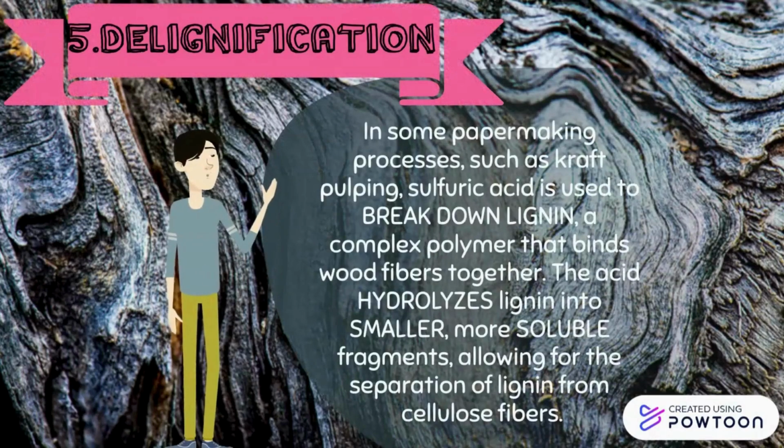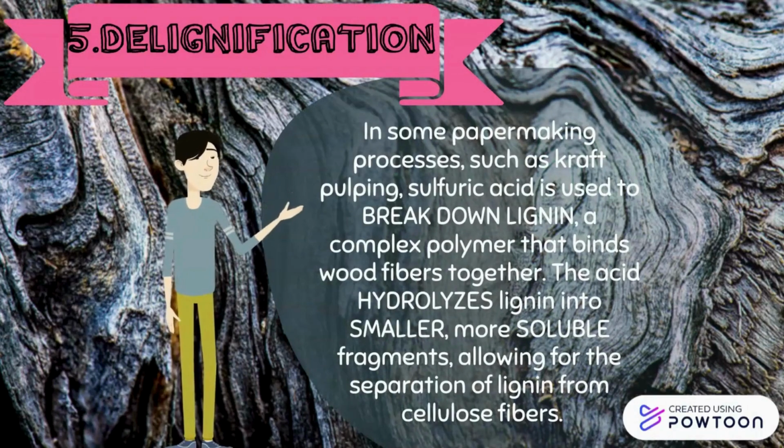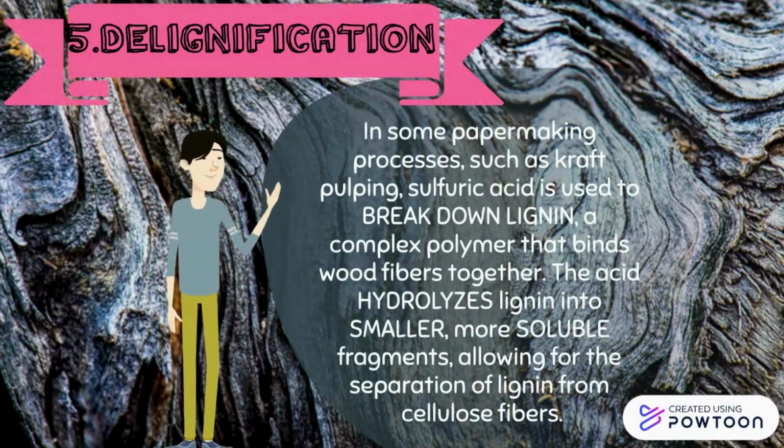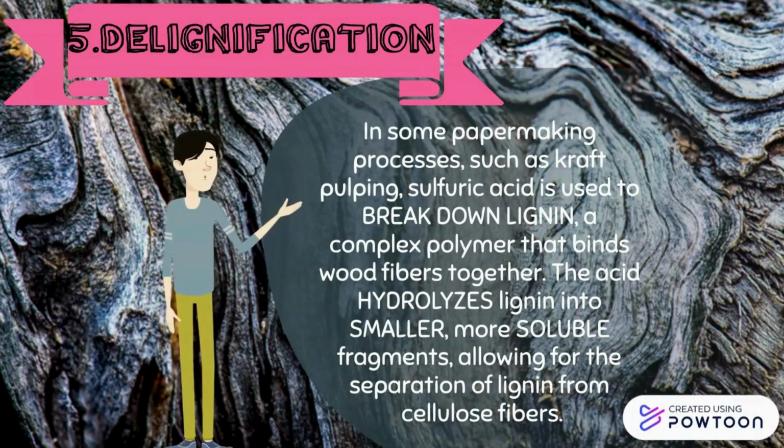Next is delignification. In some paper-making processes, such as kraft pulping, sulfuric acid is used to break down lignin, a complex polymer that binds wood fibers together. The acid hydrolyzes lignin into smaller, more soluble fragments, allowing for the separation of lignin from cellulose fiber.